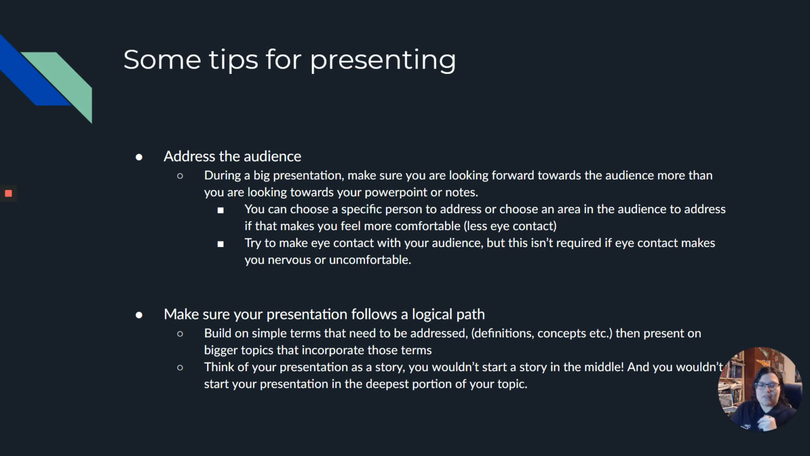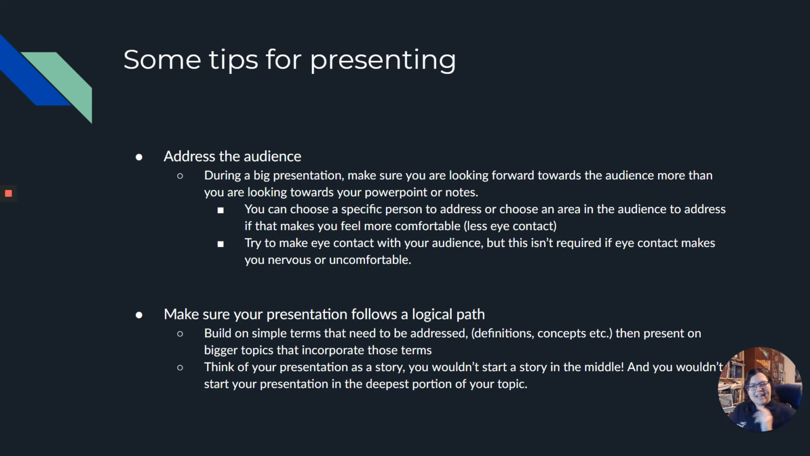You can choose a specific person in the audience to address and just focus on. This isn't something you'd mention, but you can choose a specific person to address, maybe a friend. Or if you aren't really big on eye contact, if that makes you more nervous, you can choose an area of the audience to address if that would make you feel more comfortable. If you're going to choose an area, I would recommend choosing towards the back of the room instead of the front of the room. That way you make sure that you are projecting so that the person in the back can hear you.